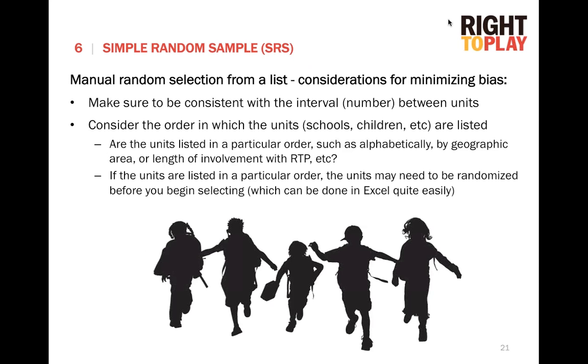The other thing that I mentioned earlier is that you want to consider the order in which the units, the schools or the children, are listed. If they're alphabetical, or by geographic area or length of involvement with Right to Play, ideally what you want to do in that case is randomize your list before you begin selecting, so that you don't end up overrepresenting any particular characteristics. And this can be done quite easily in Excel, and we're going to go through all of this in the next portion.